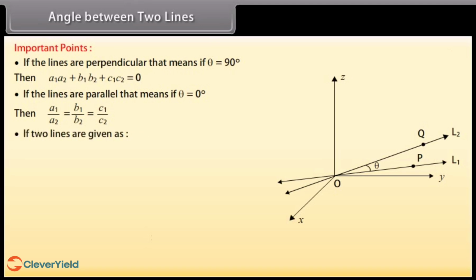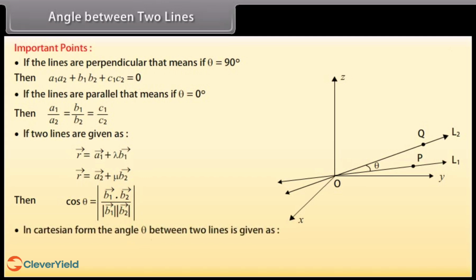If two lines are given as vector r equals vector a1 plus lambda vector b1, and vector r equals vector a2 plus mu vector b2, then cos theta equals modulus of vector b1 dot vector b2 by modulus of vector b1 into modulus of vector b2. In Cartesian form, the angle theta between two lines is given as cos theta equals modulus of (a1a2 plus b1b2 plus c1c2) divided by square root of (a1 square plus b1 square plus c1 square) into square root of (a2 square plus b2 square plus c2 square).